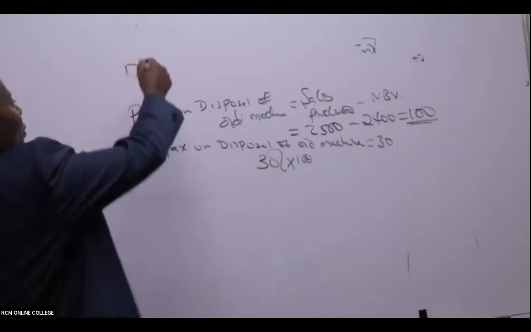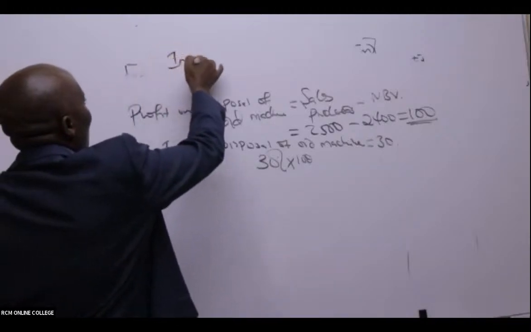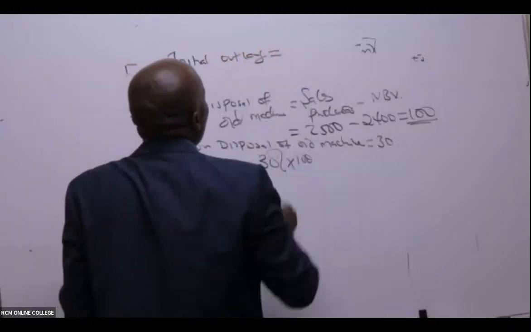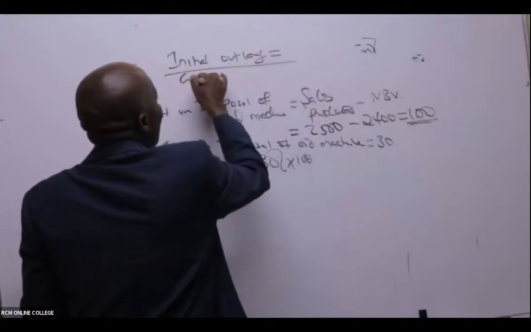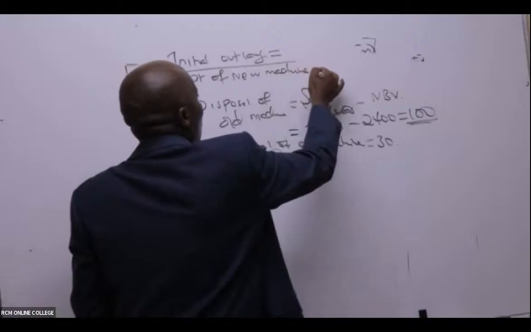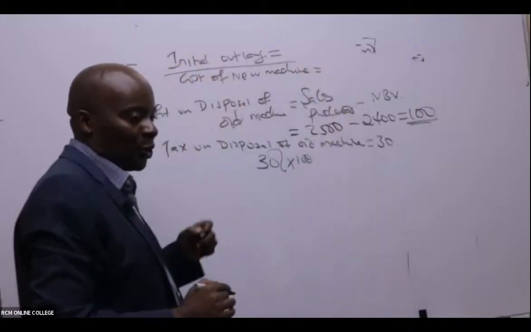And then go ahead and give me the initial outlay. So for the initial outlay, what do we have? Do we have the cost of the new machine? Is there anybody who is able to see the cost of the new machine, including installation?